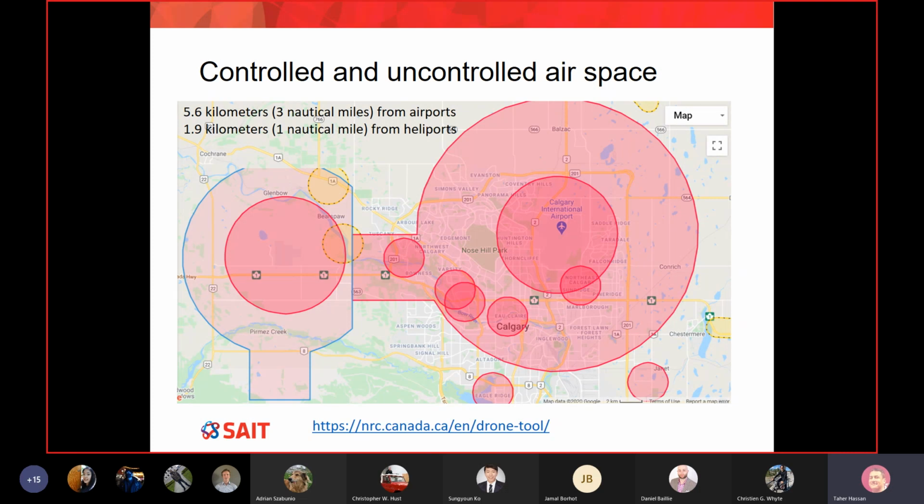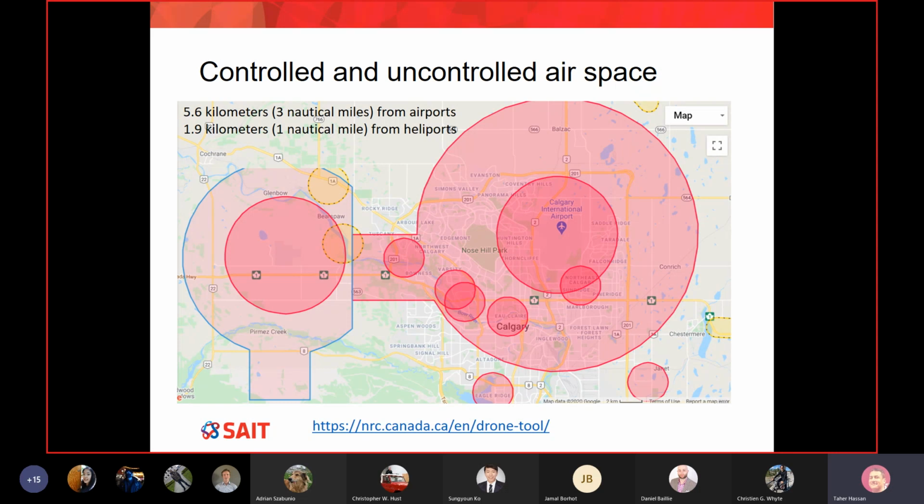And that's why there are some areas we have to make sure are free. Those are called controlled airspace. It's like a traffic signal, and there is someone in charge of controlling this airspace. And obviously you can see it's around airports and heliports.